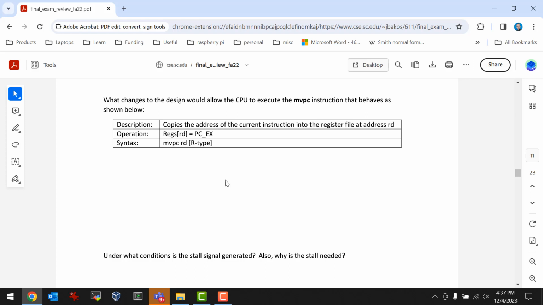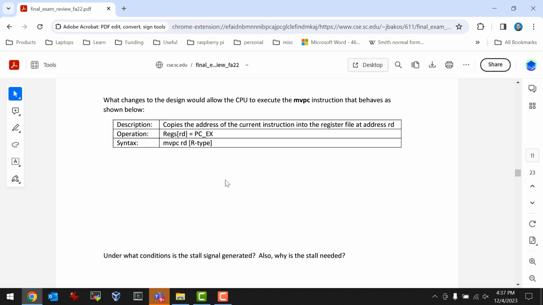So this is a little different. I think you would have to actually add another register for PCEX. You'd have to delay PCEX 1 cycle and call it PC write back, right? So you would have to add another register for that. You guys with me? Right.